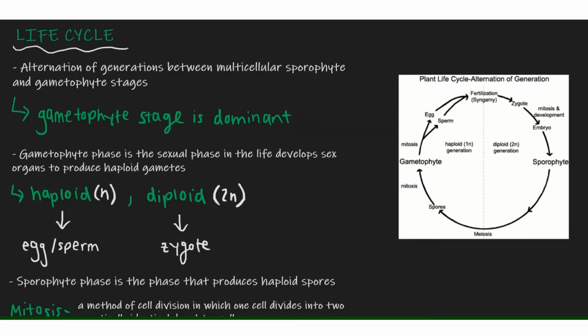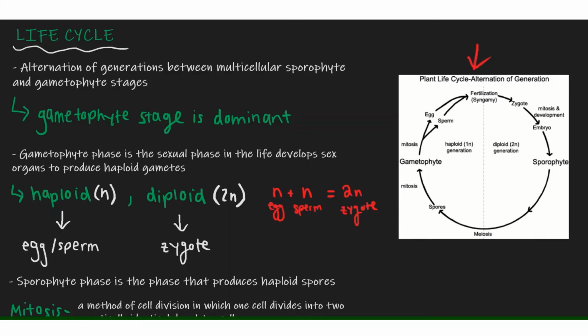So once these egg and sperm gametes unite together, they can form a zygote, which is diploid. And this is because we have an N for the egg plus an N for the sperm, which combine together to make 2N, which is our zygote. The sporophyte phase is the phase that produces the haploid spores, and this is the non-dominant stage. It does occur, but it is the non-dominant stage.